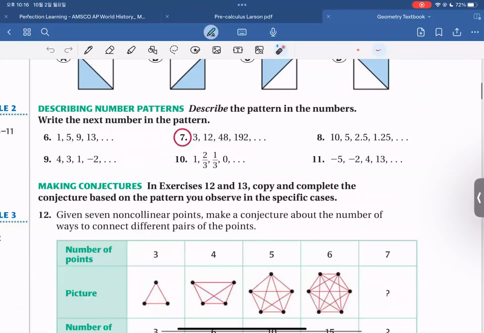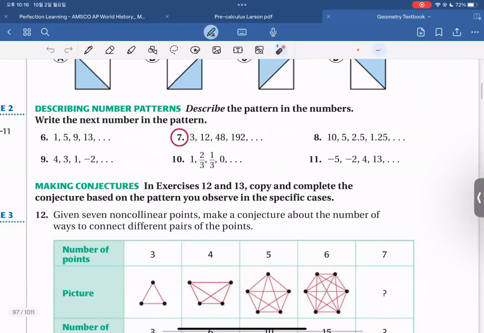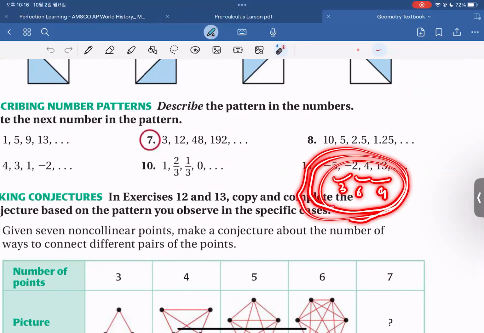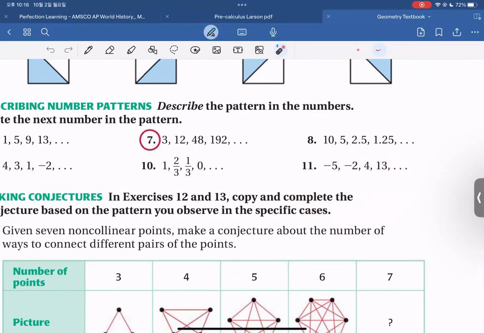Look at number 11. If you see the pattern here, there's an increase of 3, an increase of 6, an increase of 9. What do we see in common? There's an increase of 3 per number. And we can thus conjecture that the pattern here would be n plus 3. In this case, n being 3, plus 3, plus 3, and so on and so forth.